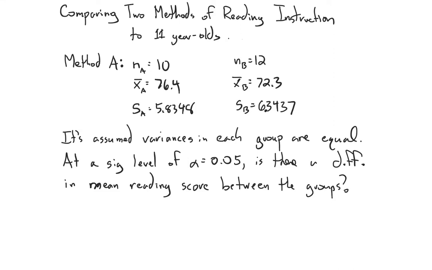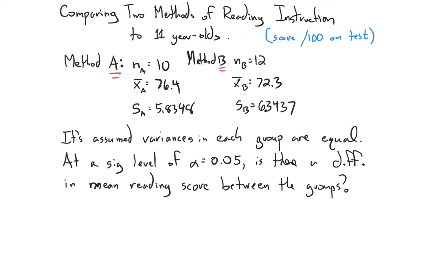Let's do the following example. Let's say we want to compare two different methods of reading instruction for 11-year-olds. The thing we want to measure is a score out of 100 on some sort of reading test after they have the instruction. The two instruction methods are A and, I didn't write it here, but method B is the other method.